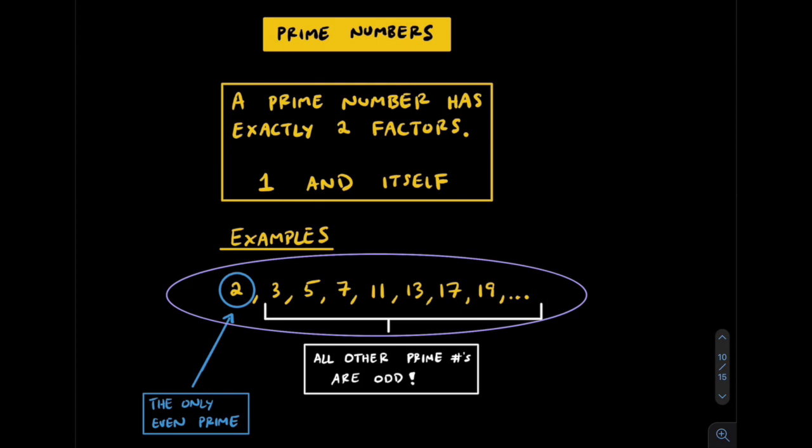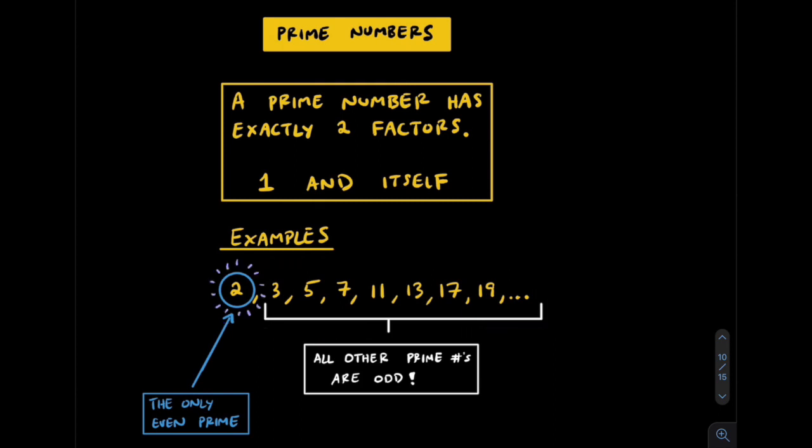Here you can see a list of the first few prime numbers. 2 is super special because it's the only prime number that's even. Every other prime number is going to be odd. So why is 2 prime? Well, the only way to get 2 through multiplication is 1 times 2. There are no other numbers that multiply to get to 2.